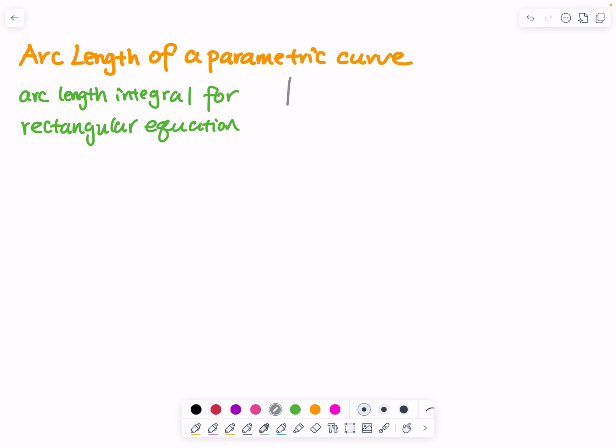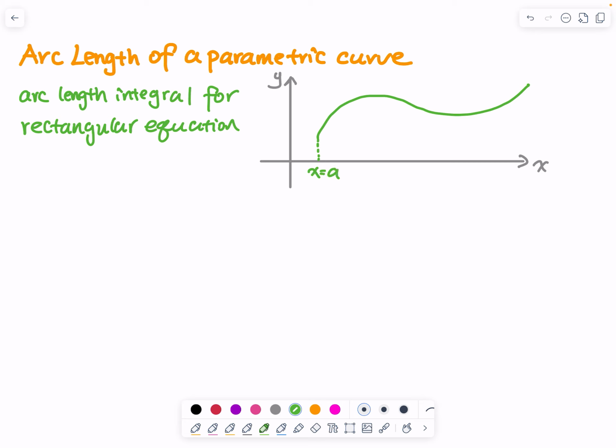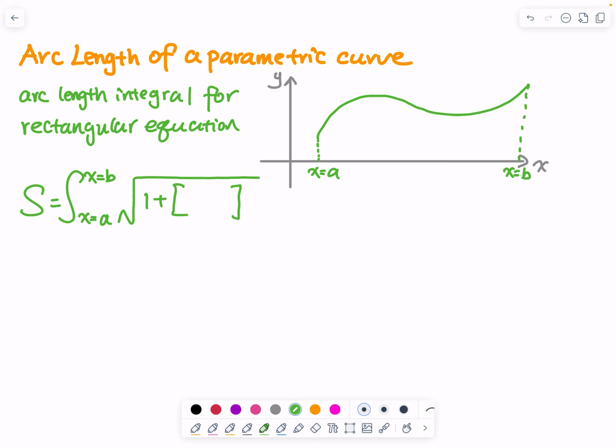So regarding arc length, we have a graph with a y-axis and an x-axis, and then we have our arc length, and let's say this x corresponds to a, and this x corresponds to b. I would like to find the total length, and S represents the length, which is the integral as x goes from a to b, lower limit and upper limit, of the square root of 1 plus the square of the first derivative, with respect to x. The entire integrand has independent variable x.